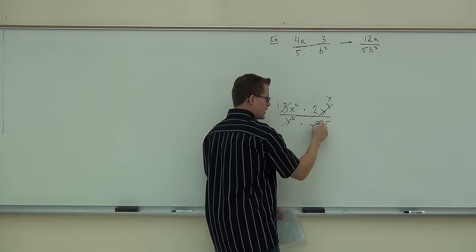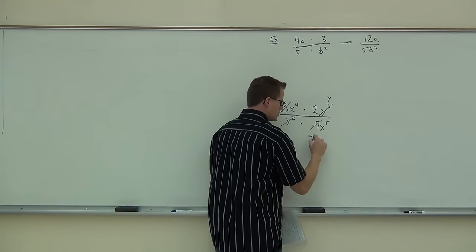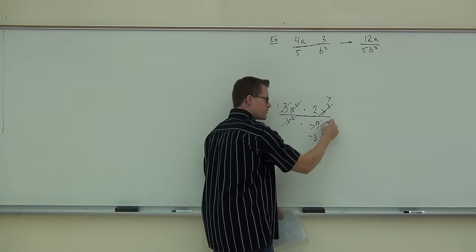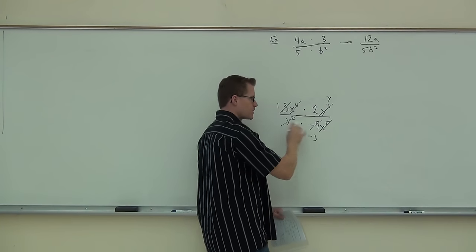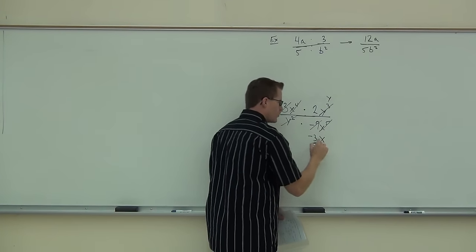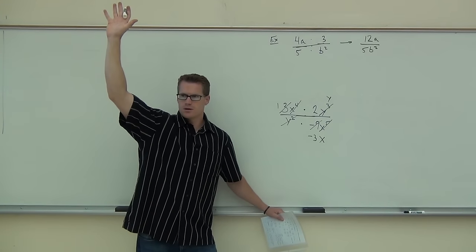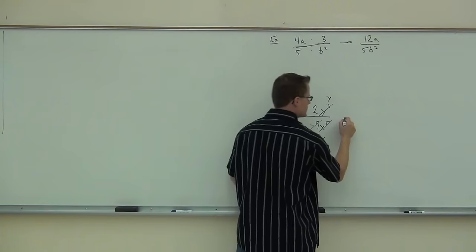And the negative 9 becomes? Three. Good. Don't forget about the negative. And an x. Right. We have x to the 4th, and we have an x to the 5th. X to the 4th is completely gone, becomes a 1. X to the 5th, we have one remaining x after we simplify that out. How many people made it that far? Good. We write what's left over, nice and neat.